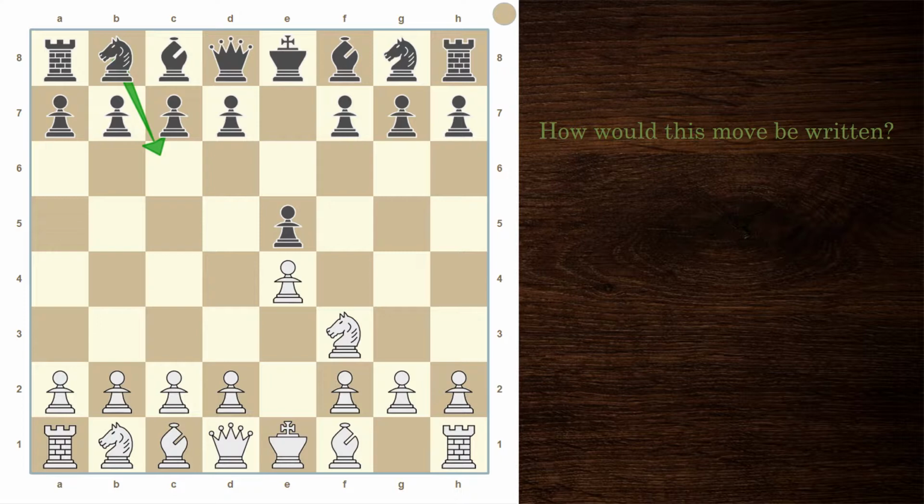Okay, this next one, how would this move be written? So again, this is the knight. It's the capital N. And again, you can pause your video if you want to try to figure this one out on your own. But it's the knight, it's the capital N, and it's moving to C6. So we would say capital N, lowercase c6.